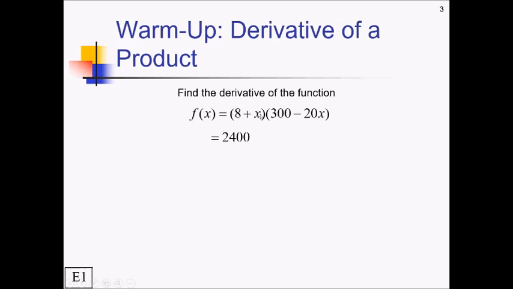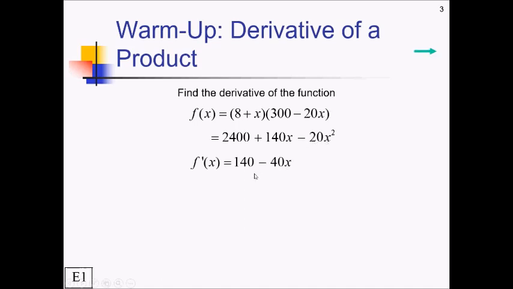But we also have a 300x if we multiply these inners out. So that's a total of 140x. And then we've got x times negative 20x, that's going to be negative 20x squared. Using the power rule from left to right, we've got the 2400 zeroing out. This is going to be 140 minus, let's see, 40x.